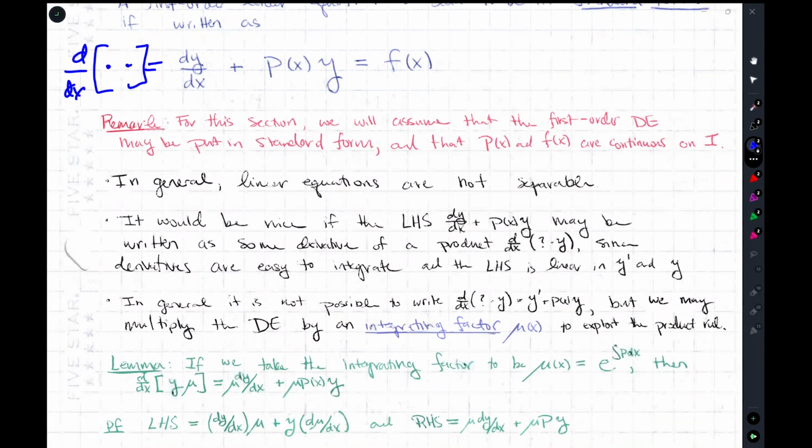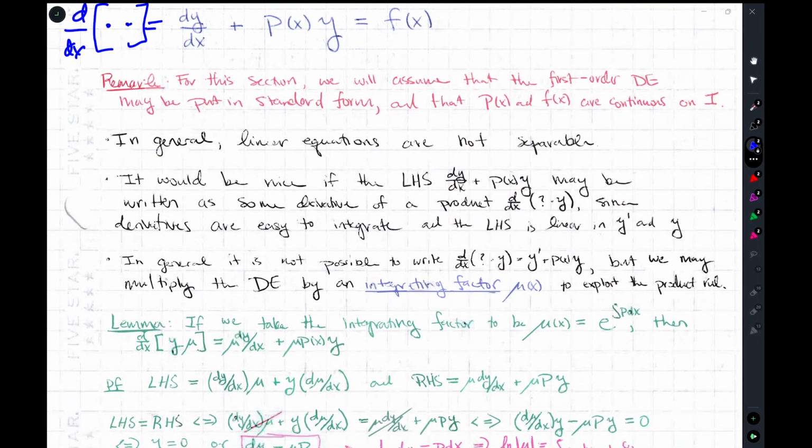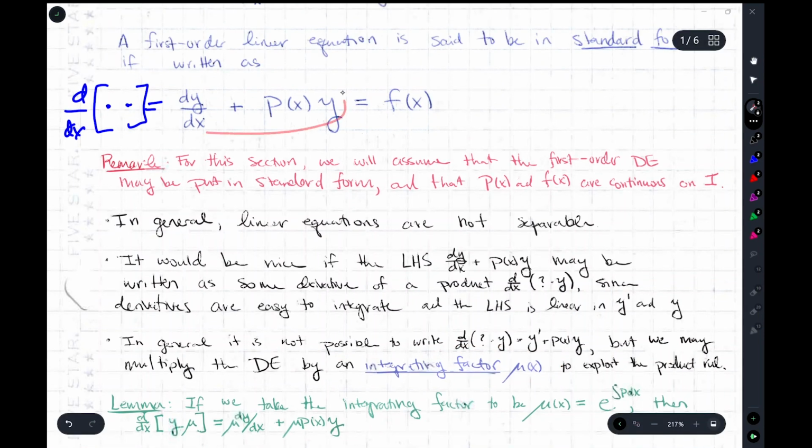So what could we do? Well, we could try to multiply the left-hand side by some function. This function will be called the integrating factor, and that will allow us to write this expression on the left-hand side as a derivative of a product.